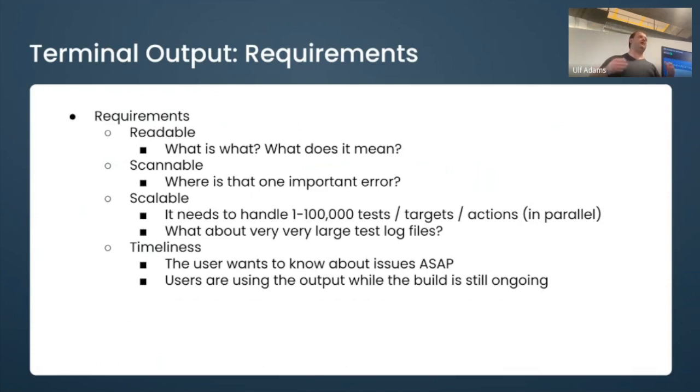What do we do about that? How do we present that in the terminal output? Should we just dump everything? We could, but it's not very useful. I don't know about you, but I think my terminal has a history of 1,000 lines. So if it's longer than that, I can't even scroll back to that point. It's just gone.